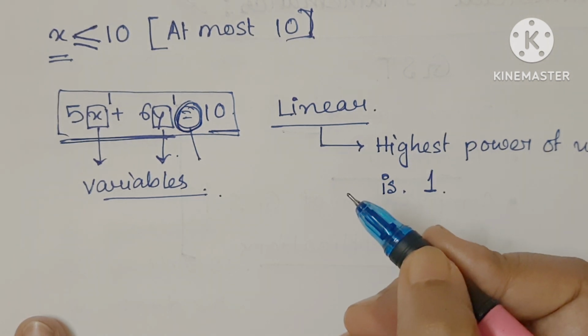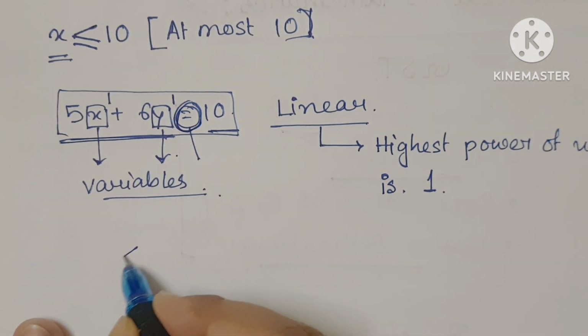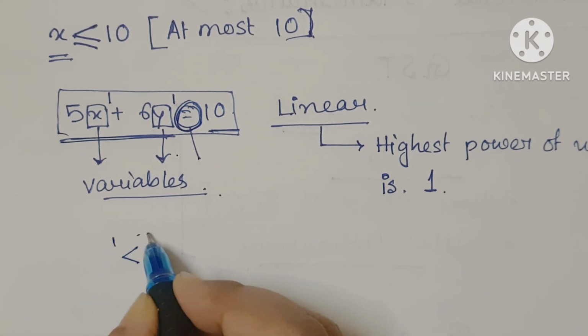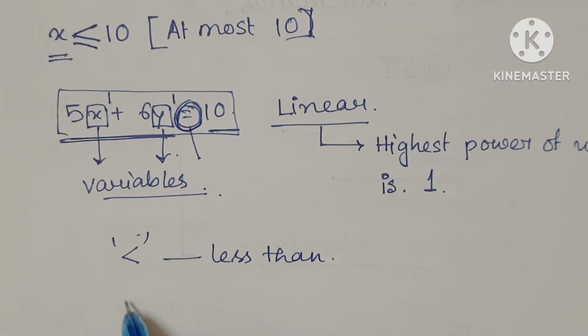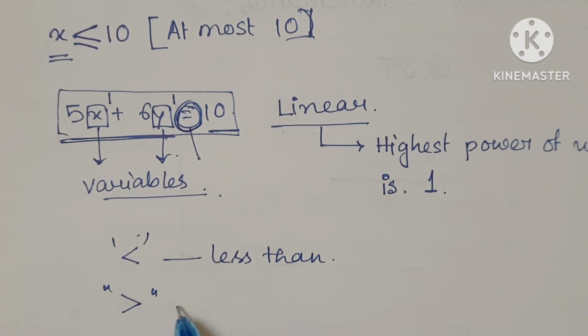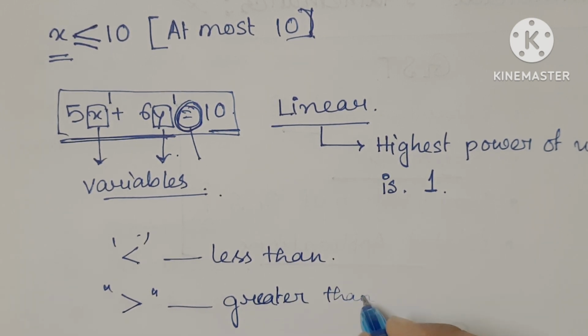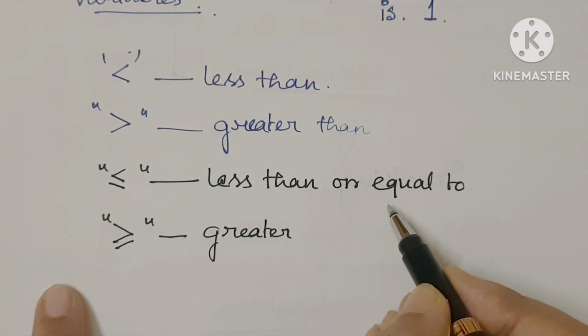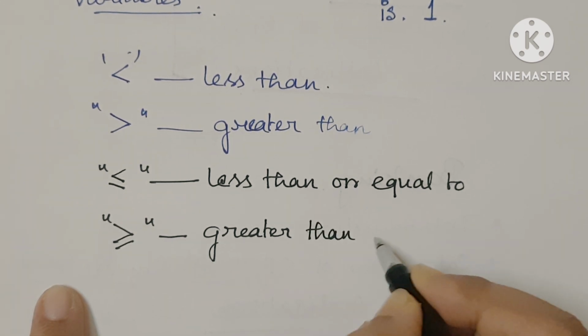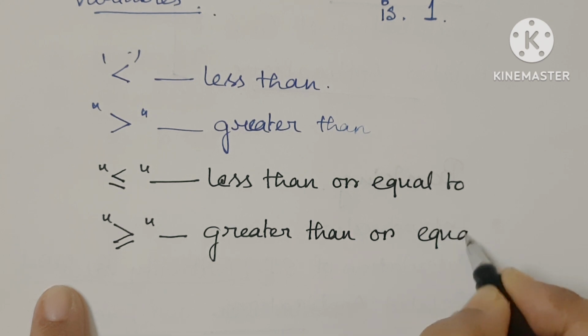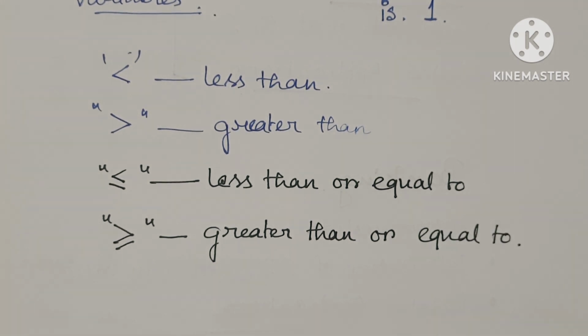Now the notations of inequations are either less than symbol, this symbol is called the less than symbol, this symbol is called the greater than symbol, this is the less than or equal to symbol, and this is the greater than or equal to symbol.